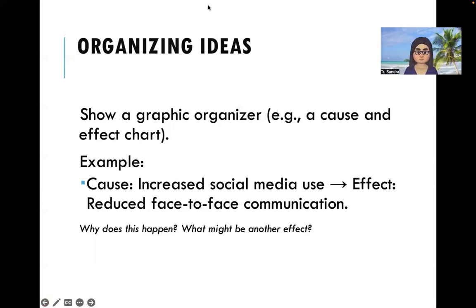Teacher, can you explain the instruction, please? Because I missed. Okay, I want you to think of why people use social media more and more during these days. You have to tell me one cause, and you have to tell me another effect. You are given one effect as an example, reduced face-to-face communication. What will be another effect? Yes, teacher. Thank you, teacher. Welcome.